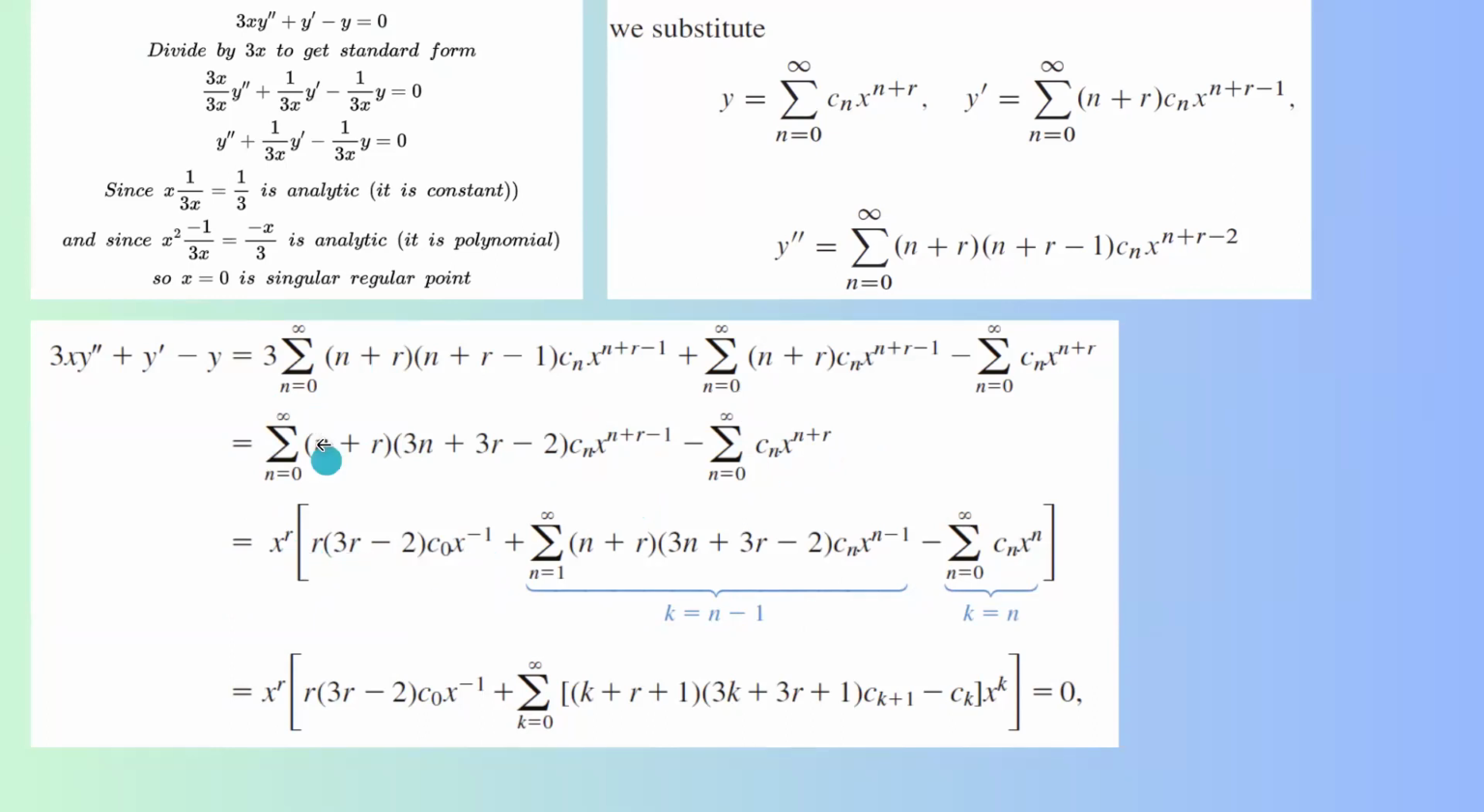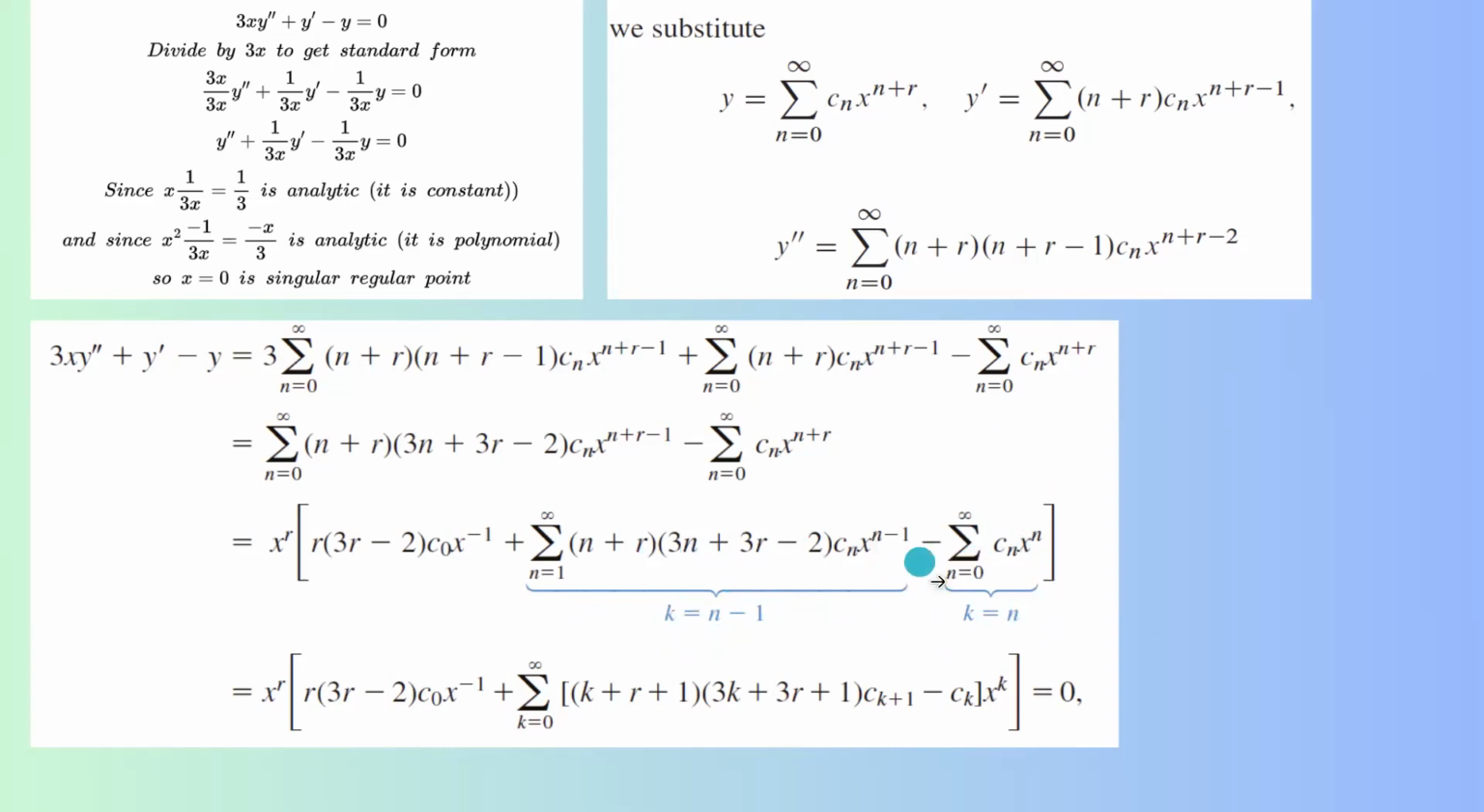So you get r, which is 0 plus r, times 3 times 0 plus 3r minus 2, c sub 0 x to the power 0 plus r minus 1. And remember that you factor out x to the power r, so there is no r left here. For the rest of the terms here, since you are looking at larger terms, you can do the adjustment. So define k to be n minus 1. Again, guys, n goes to infinity. So these are our larger terms. And for the last power series, use k equals n.